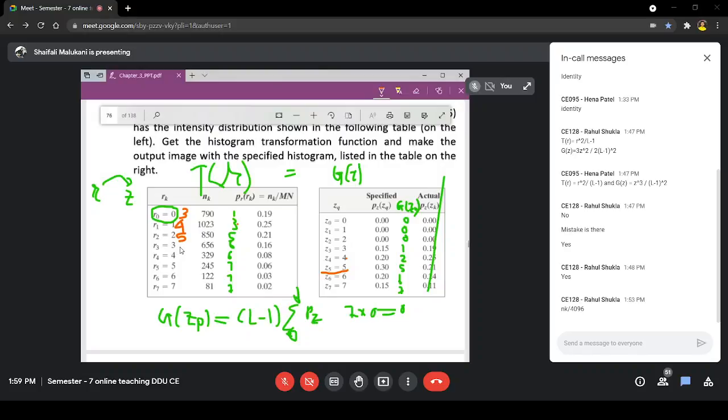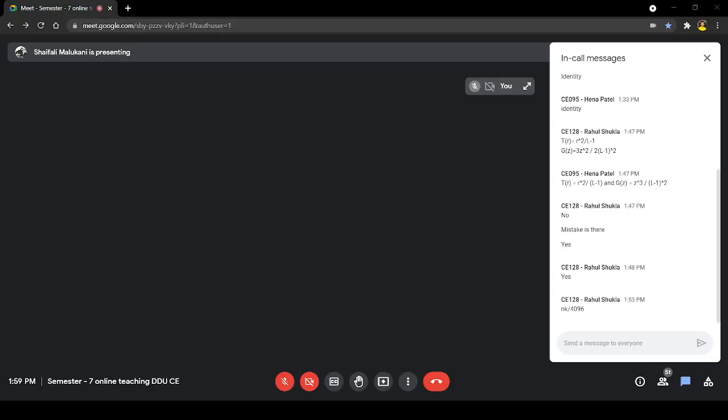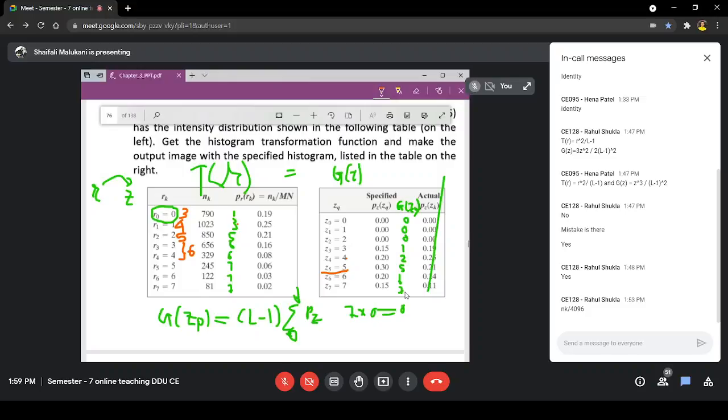Same way for 3 and 4, it is 6. 6 is equated with 6, and the inverse is also 6. So 3 and 4 should be replaced with 6. 5, 6, 7 have the value 7, are equated with 7, the inverse is taken, and that is 7 here.